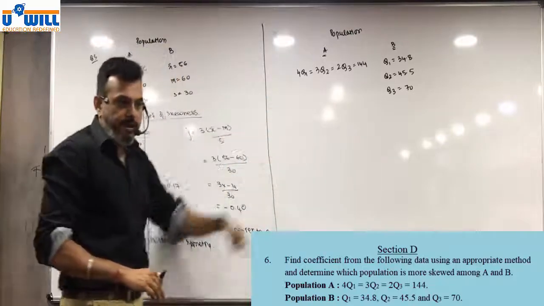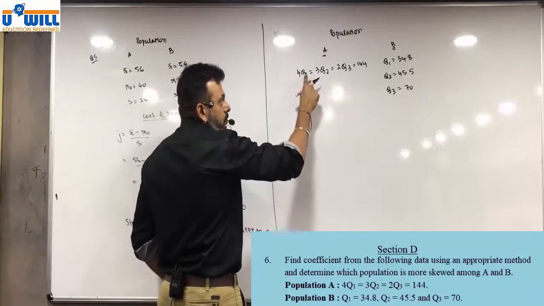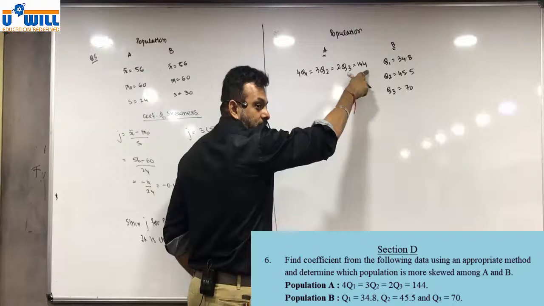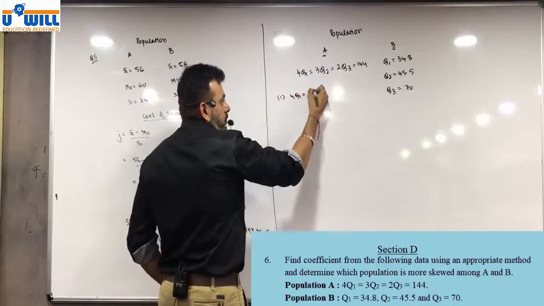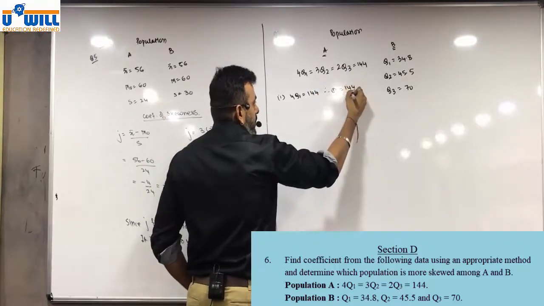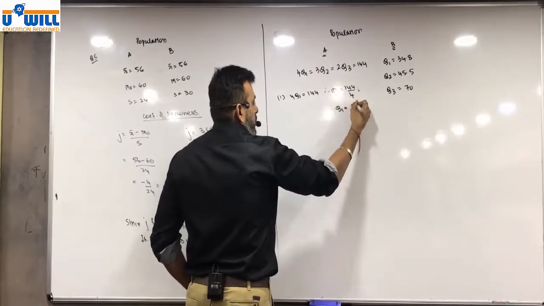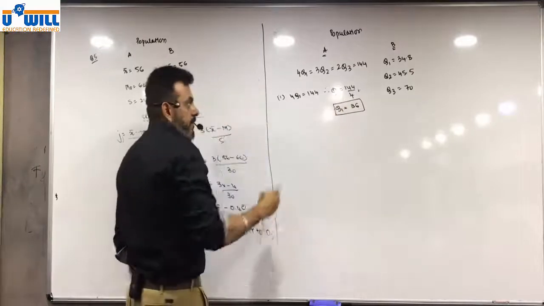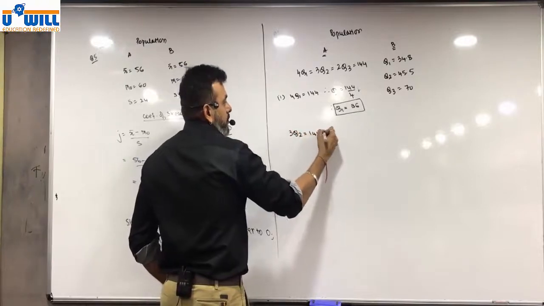But here we will have to find them out. Now, how do we find them? Very simple. 4 quartile 1 is equal to 3 quartile 2 is equal to 2 quartile 3 is equal to 144. So I'll take the first one. 4 quartile 1 is equal to 144. Therefore, quartile 1 is equal to 144 by 4, which is 36. We got Q1.